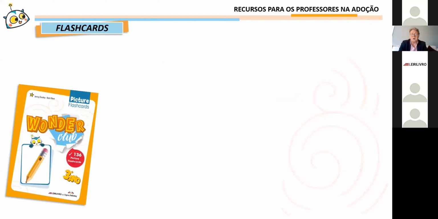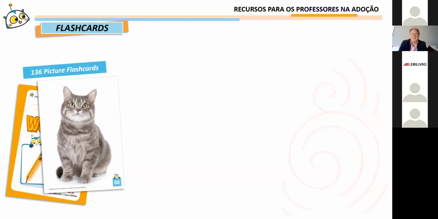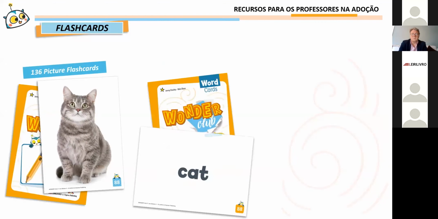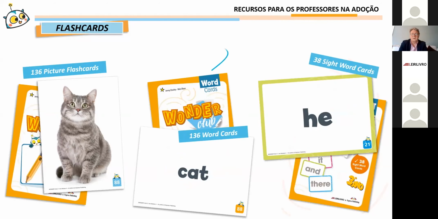And then you have flashcards, picture flashcards, word cards, and sight word cards. So the sight word cards that are covered across the course. And there are all sorts of activities that we propose that you do with those tasks, hiding them, revealing them, so that the children actually memorize and visualize those words without having to break them down phonetically.